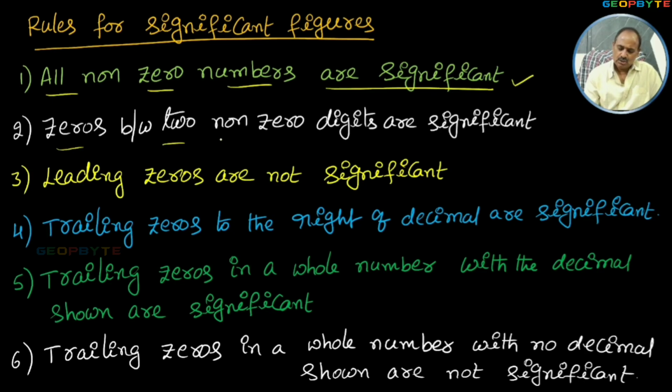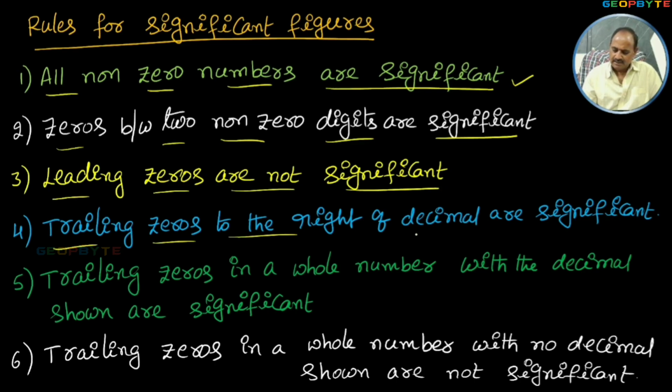Zeros between two non-zero digits are also significant. Zeros between any two or more non-zero digits are coming under significant. Next, leading zeros are not significant. Leading zeros are never coming under significant. Trailing zeros to the right of the decimal are significant. So after the decimal point, the trailing zeros are coming under significant.